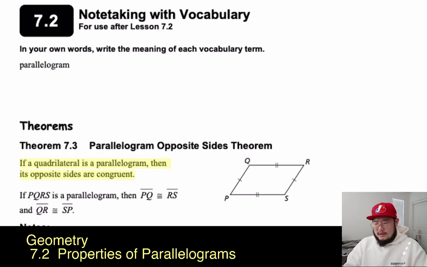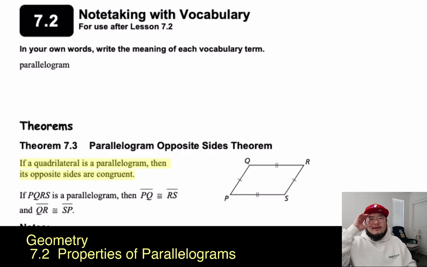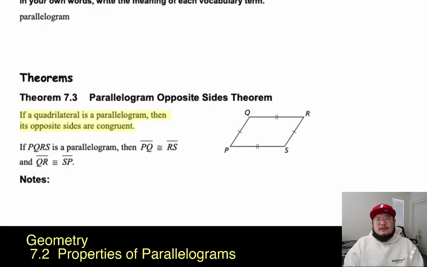Opposite sides happen to be congruent. And let's see what some of these other ones are. Okay, so we have our theorems here to kind of go over the other details of a parallelogram. First off, if a quadrilateral is a parallelogram, then its opposite sides are congruent. All right, so what they're showing you here is that PQ and SR are congruent. QR and PS are congruent as well. So opposite sides theorem for a parallelogram, opposite sides are parallel.